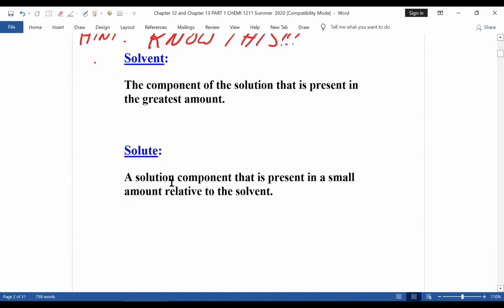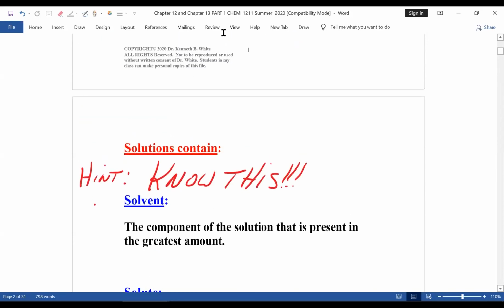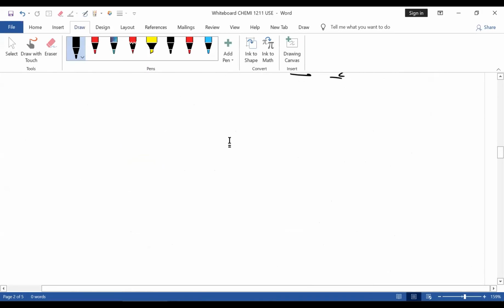A solute is a solution component that is present in a smaller amount relative to the solvent. Solvent, always present in the greatest amount. Solute or solutes, all the other components of a solution.